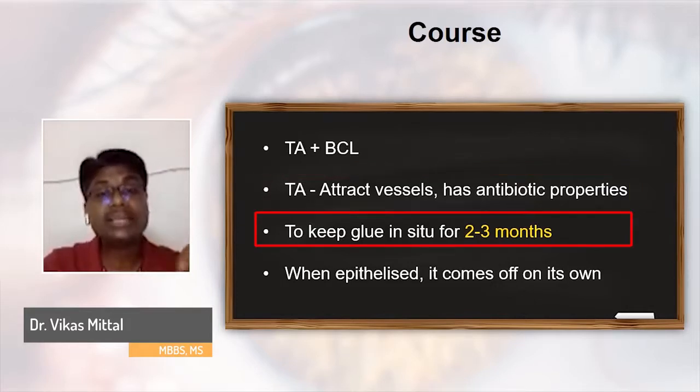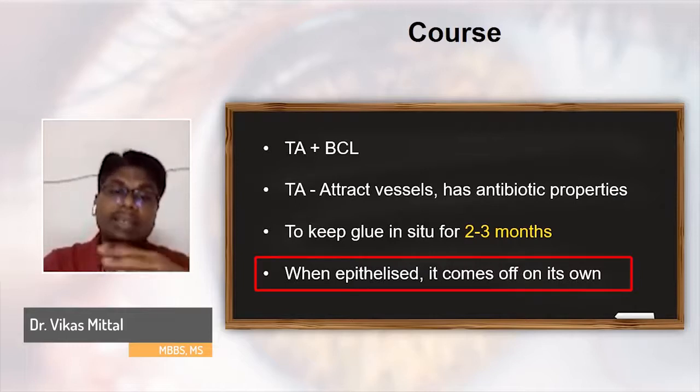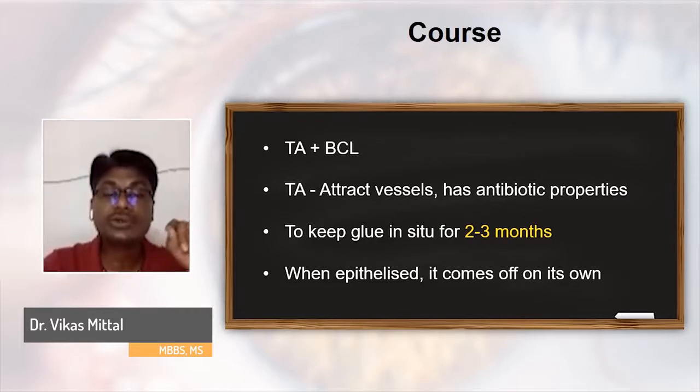As I said, how do you follow up? You keep on treating the basic pathology or basic etiology, and don't be in a hurry to remove it, because there's a chunk sitting over there; when it gets epithelialized, it will come off on its own. So maybe after 2 months or so, you just take a Merocel sponge, touch it, and see if it is easily moving. If it's moving, then only you remove. If it is not, let it be.